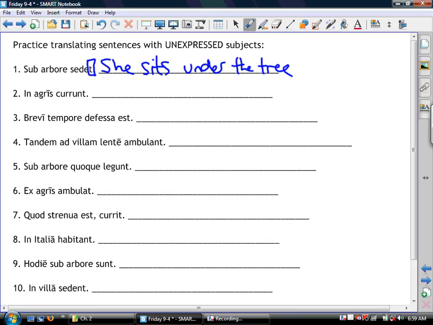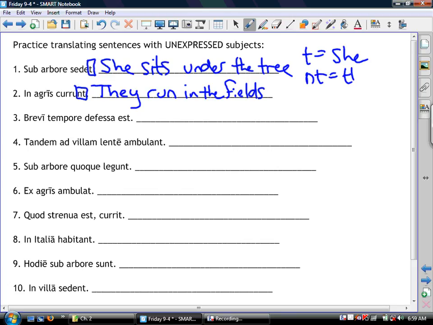Okay. Now take a look at the next one. In agris currunt. Now we have that NT. This is plural. And in English, the way we would say that is they. They run. So T or NT again. T is going to be she. NT is going to be they.